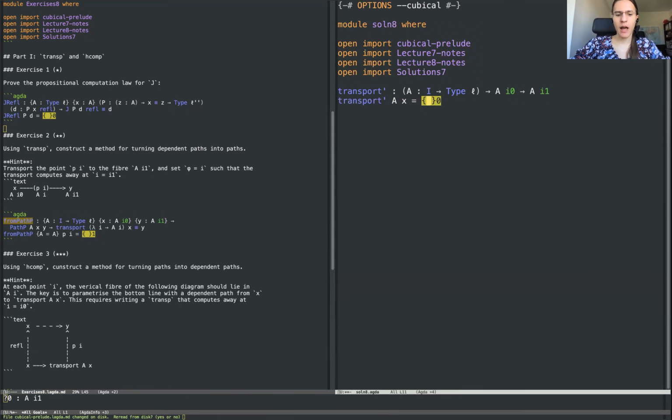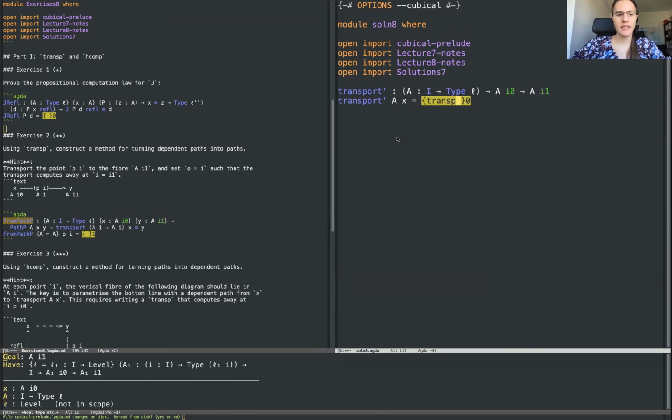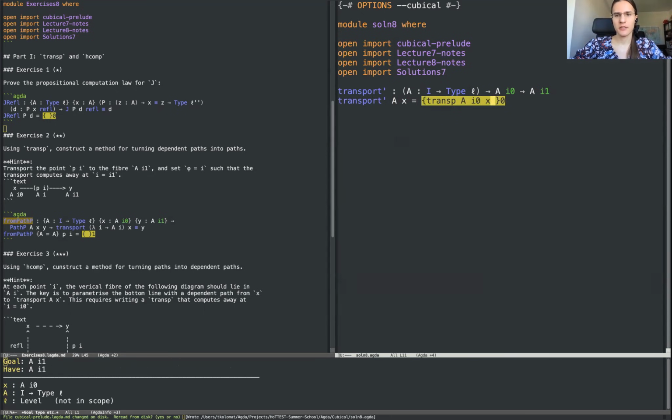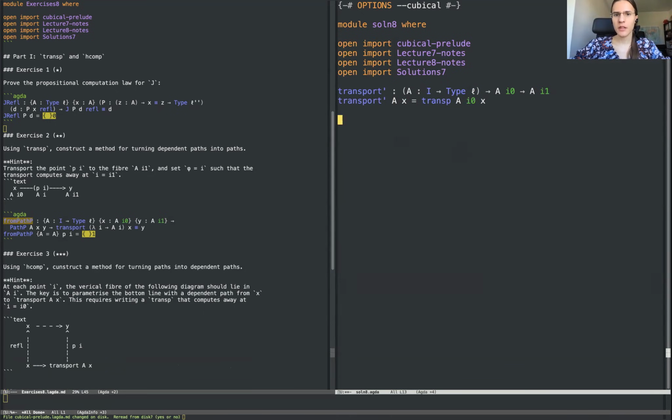And the way that this is defined is in terms of transp. So transp also takes a line of types, but it also takes this parameter varphi, which we're going to just set to i0. Now, this parameter is useful, and we're going to see that.